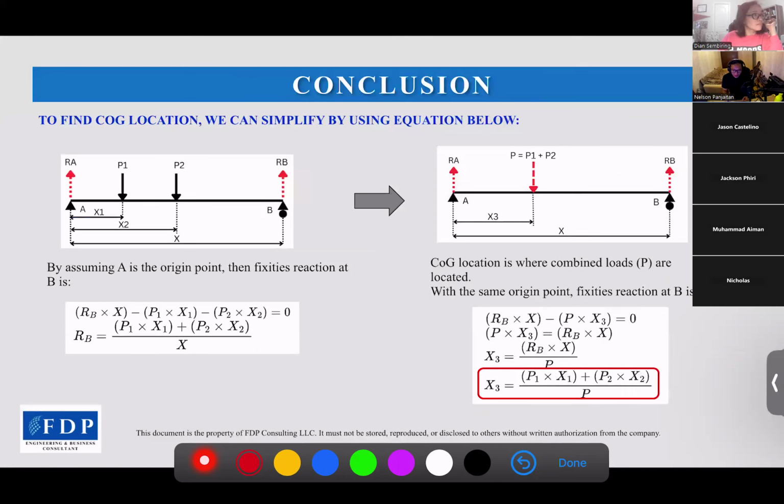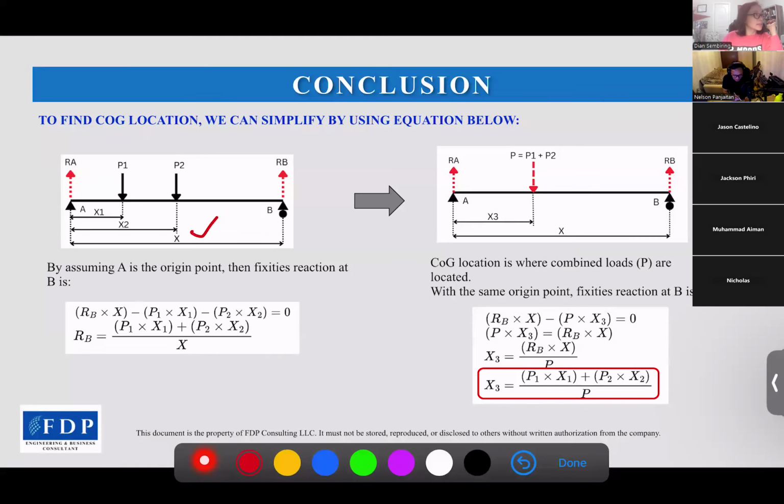So now we can conclude that to find the COG, we can simplify by using the equation below. This is the formula I mentioned before. Let's say we have a case like this. We have two forces acting on the system, P1 and P2. P1 is x1 from A and P2 is x2 from A. The total length is x.